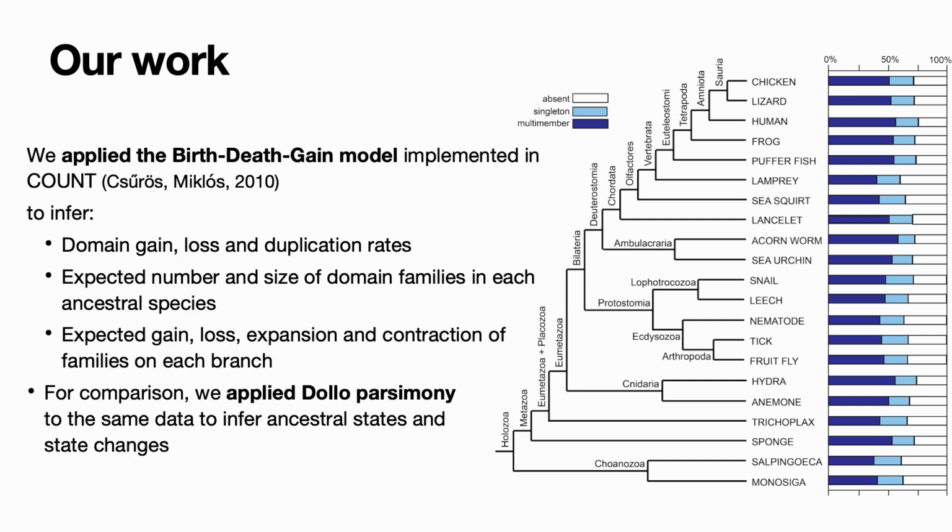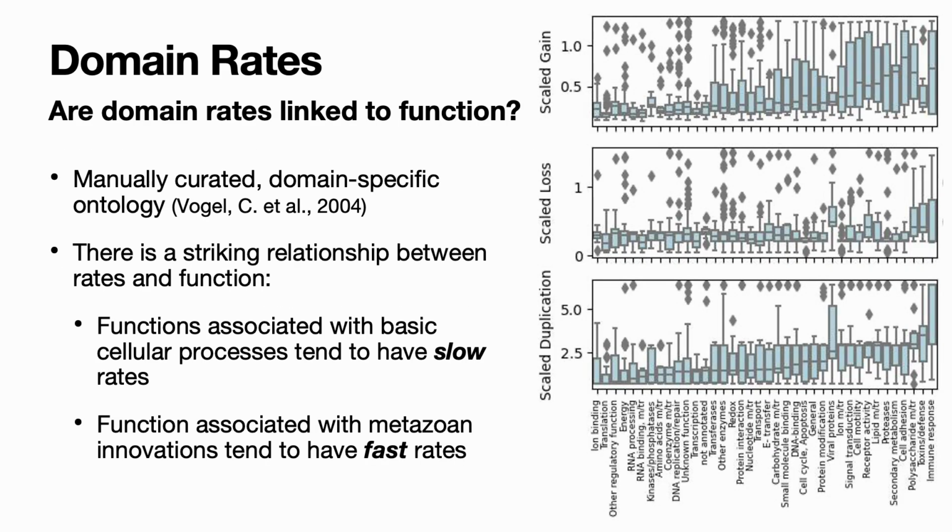Here, we apply the BDG model to the domain family dataset. The BDG model inferred domain gain, loss, duplication rates, and the expected number and size of domain families in each ancestral node, also the expected gain, loss, expansion, and contraction of families on each branch. With the domain rates, we first look into the relationship between domain event rates and domain function using a manually curated domain-specific ontology, in which each domain is assigned to one of the 50 functional categories.